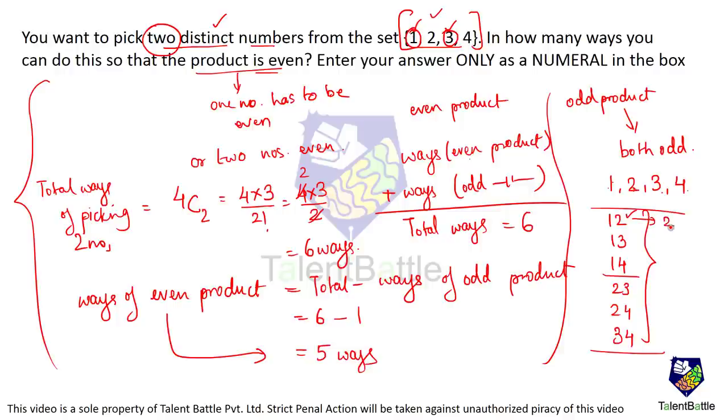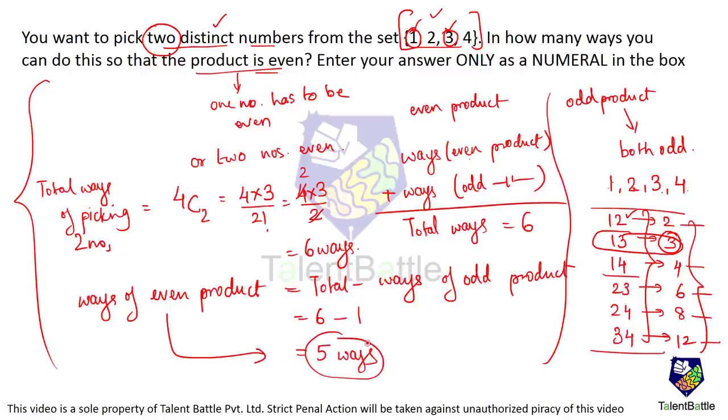This is going to give me the products 2, 3 ones are 3, 4 ones are 4, 2 threes are 6, 2 fours are 8, and 3 fours are 12. If you check all of these, only one odd product is there, for 1 and 3. The rest are even products. So five ways are there in which I can pick two distinct numbers so that their product is even.